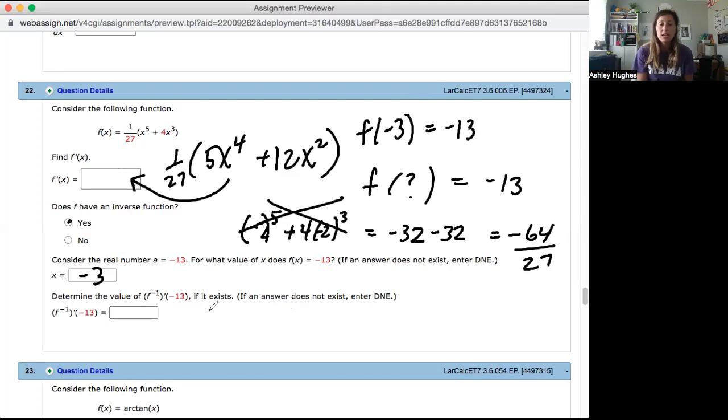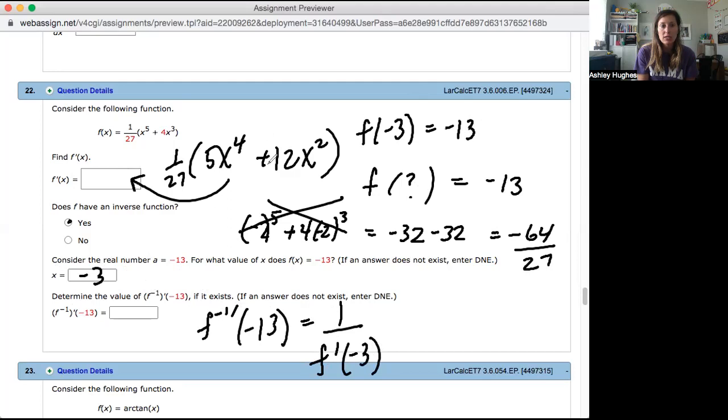Determine the value of that. So the way this works is the inverse, f inverse prime at -13, is 1 over f prime at the value plugged in here, which was -3. So you're going to take the derivative, which we already found right here, and plug in -3, because that was the original x value. We plug in -3, not -13, because x's and y's flip-flop on the inverse. So if I do that, I get 5 times -3 to the 4th plus 12 times -3 squared, I get 513.